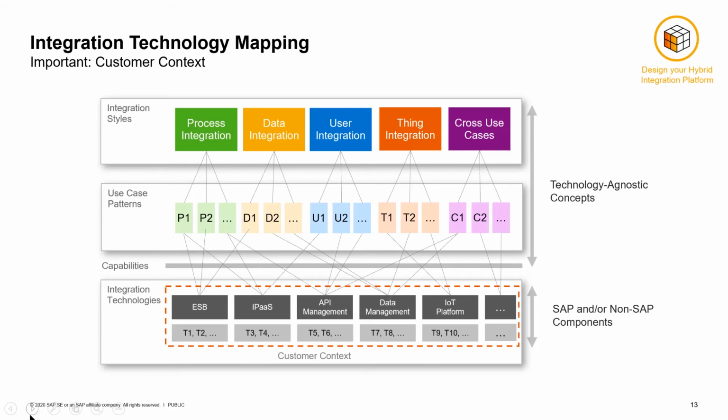In most cases, there is no one-to-one mapping between an integration use case pattern and an integration technology category. For some use case patterns, you may combine several integration technologies. For instance, for B2B integration, where you could leverage an iPaaS solution together with an API management solution for the modern way of doing B2B integrations. And in turn, most of the integration technology solutions support more than one integration use case pattern.